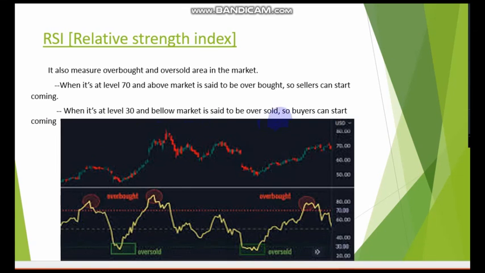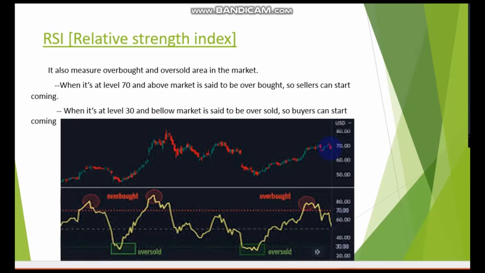And guys, this is one of the most important indicators we have: the RSI. The RSI is called the Relative Strength Index. It measures the overbought and oversold areas in the market. In the market, we have areas where there are too many buyers, the limit to which buyers have come. We have overbought and oversold, and the RSI measures those areas. The RSI goes from 0 to 100. The 70 level is overbought, as you can see from this graph.